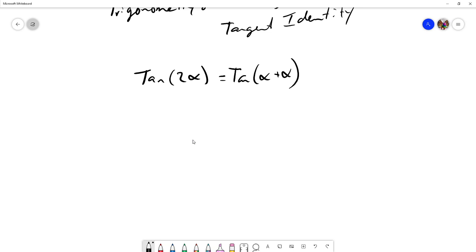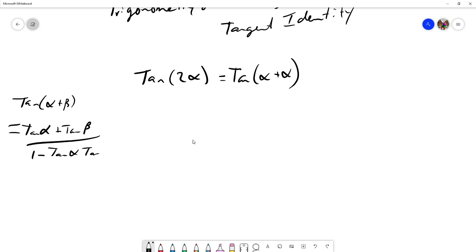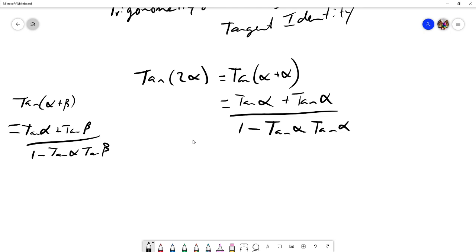Now, if we recall, we can use the addition formula or identity for tangent. So tangent of alpha plus beta, for example, is equal to tangent alpha plus tangent beta divided by the quantity of 1 minus tangent alpha tangent beta. So here we just have alpha plus alpha, so we have tangent alpha plus tangent alpha divided by 1 minus tangent alpha times tangent alpha.